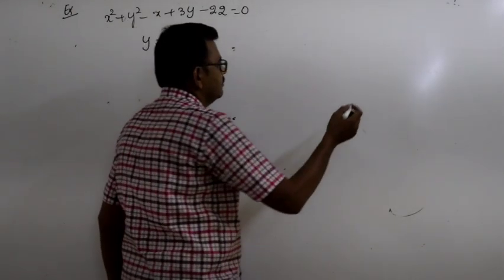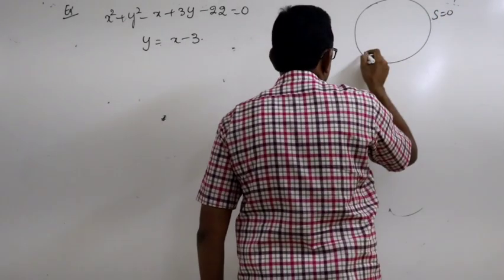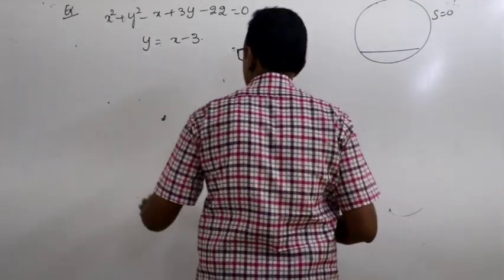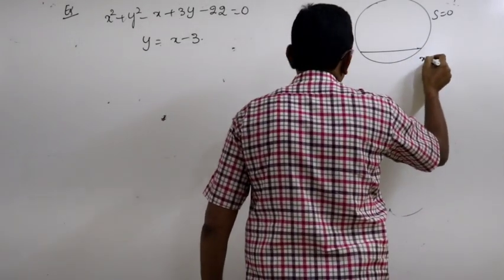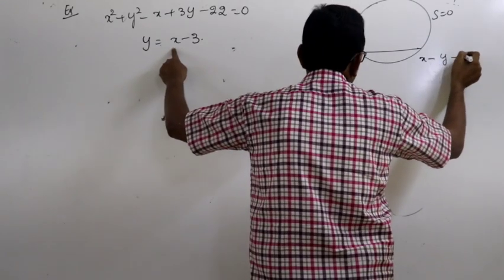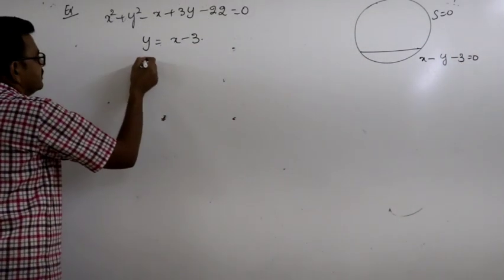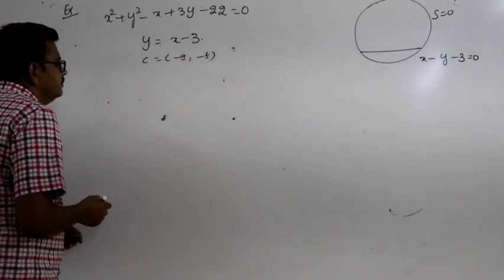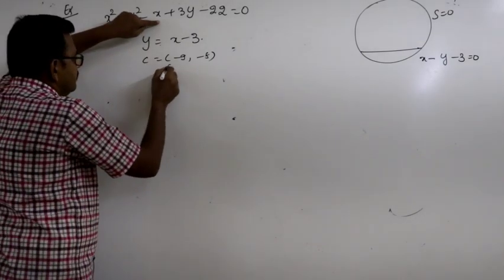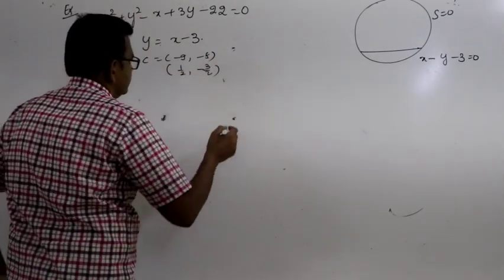Length of the intercept made by the circle S equal to 0 on the line x minus y minus 3 equal to 0. Center of circle is minus g comma minus f. It is 1 by 2 comma minus 3 by 2.